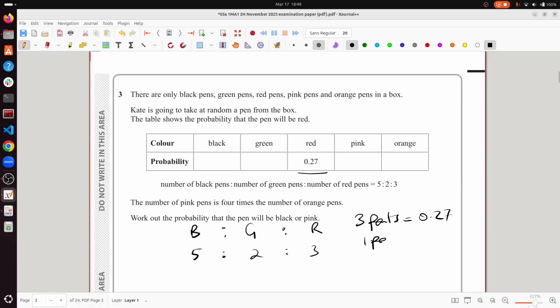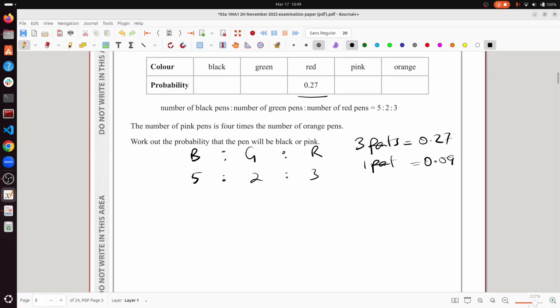So 3 parts is worth a probability of 0.27. So 1 part in my ratio should be what? 0.09. So that means that this is 0.27 red part. Sorry, for green, that's 2 parts, so that's 0.18. And for 5, that's 0.45. So I have there 0.45 for black, 0.18 for green.